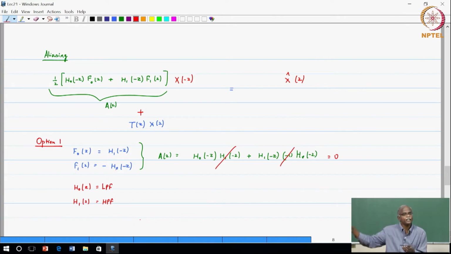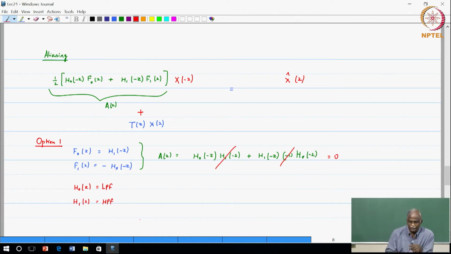So, when you want to reconstruct the signal, you make the upper branch contribute the low frequency portion of the signal, the lower branch contribute the high frequency portion. So, which means that F naught has to be a low pass filter, because when I do upsampling by a factor of 2, I will get multiple copies of F naught.